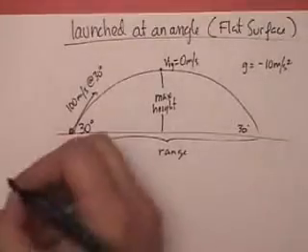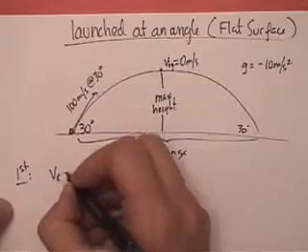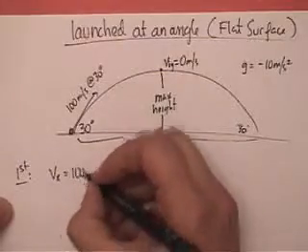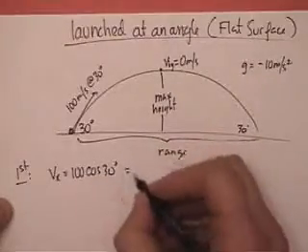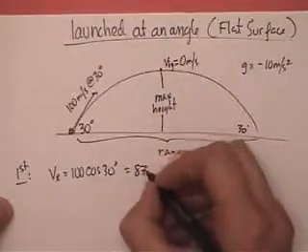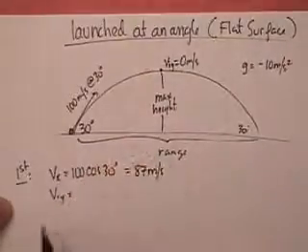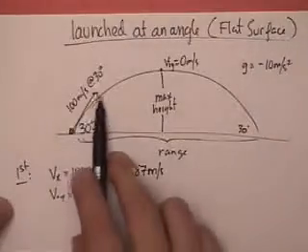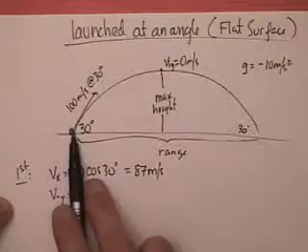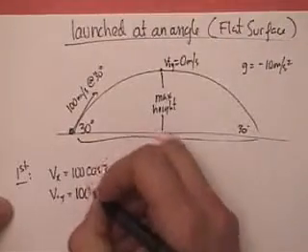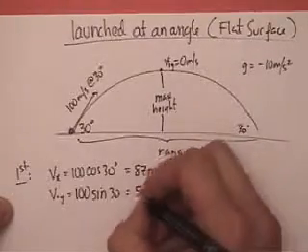So let's start with what we'll always start with. We're going to find Vx. That's going to be 100 cosine 30 degrees. So your Vx is going to end up being 87 meters per second. And the reason why I don't call it VIX is because, remember, it's the same everywhere. So I just call it Vx. But my Vy, that's just the initial velocity right there. That's 100 sine of 30. And that ends up equaling 50 meters per second.